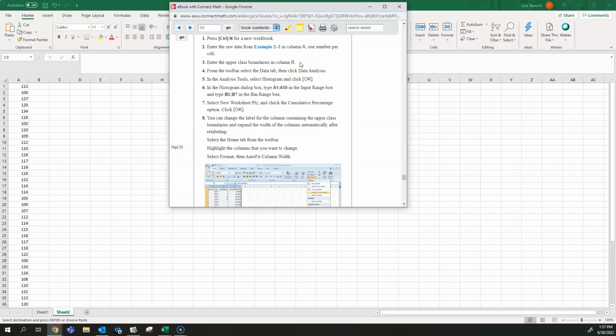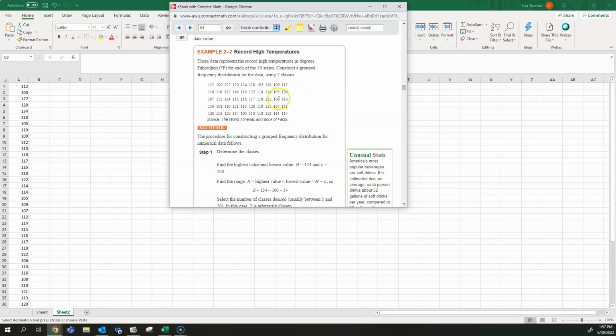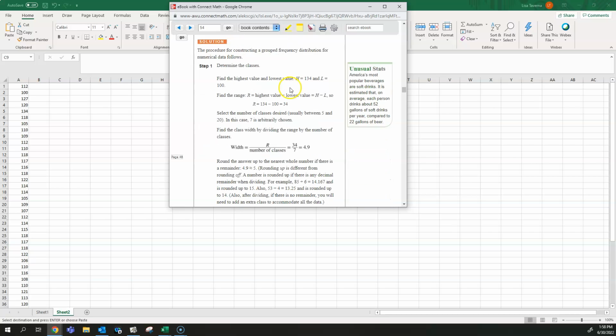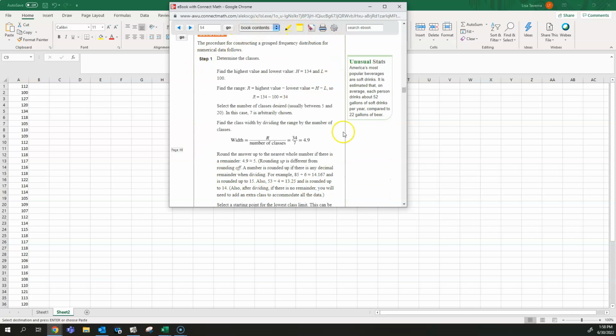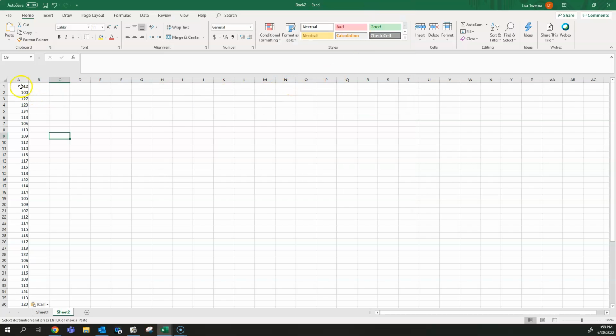They did not give us upper class boundaries, but if I click back to example 2.2 and scroll down, they are going to walk us through the process of finding upper class boundaries. So the first thing we need to do is know the high and low value. Well, there's a nice trick in Excel to find the highest and lowest value.